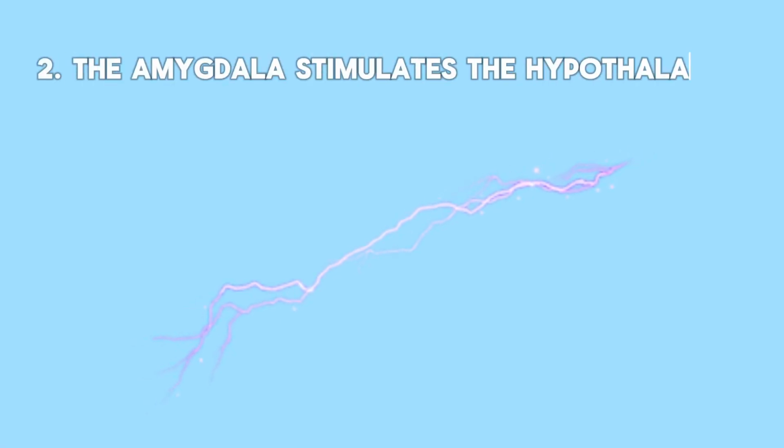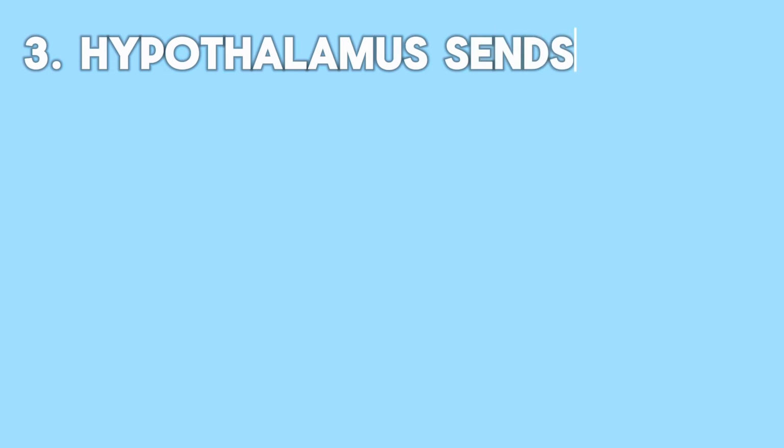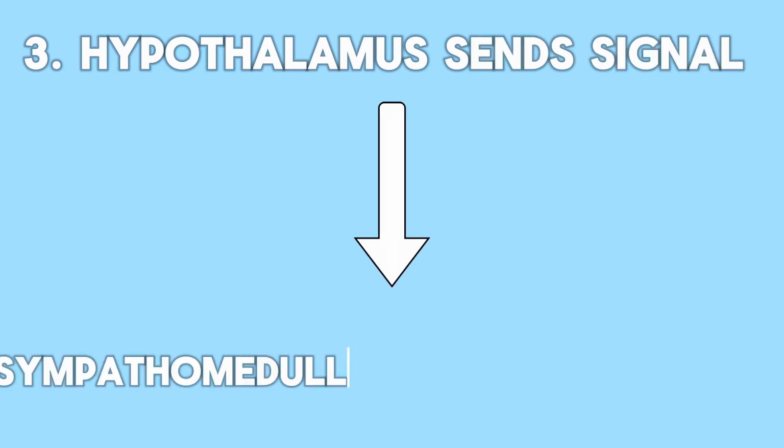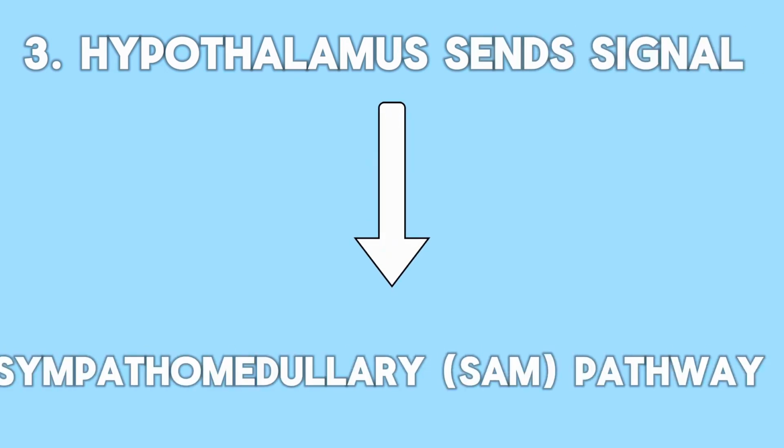One of these is the amygdala. Now the amygdala, once it notices this stressful stimulus, will send a signal to your hypothalamus. Your hypothalamus will send a signal along your sympathomedullary pathway. Let's break that word down. You can call it the SAM pathway, S-A-M, in your exams. What is the SAM pathway?